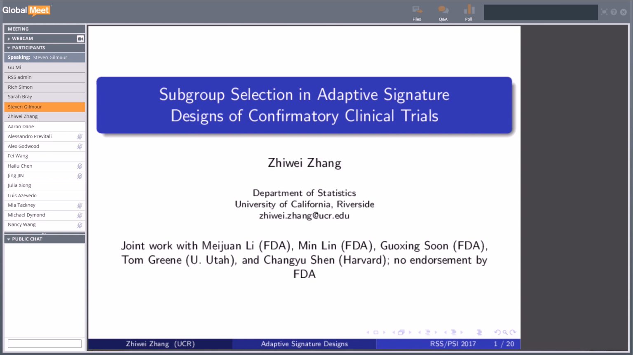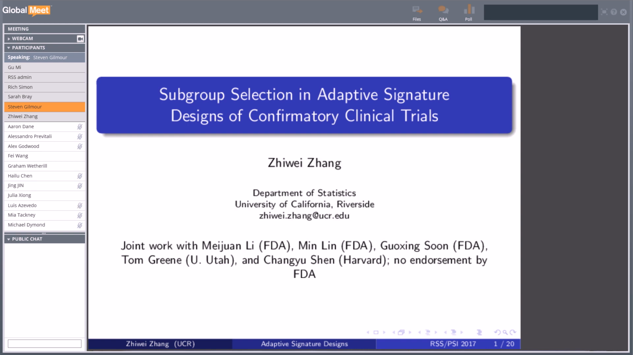So we'll move on quickly to the presentations. In total, the presentations should take us about 1 hour, and that will leave approximately 25 minutes for discussion and questions. So the first presentation is from Ziwei Zhang.